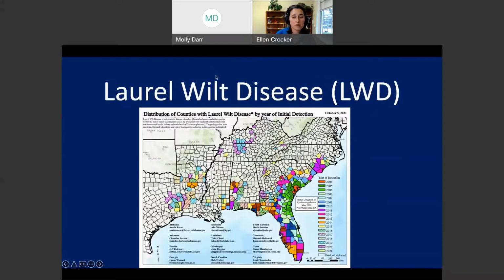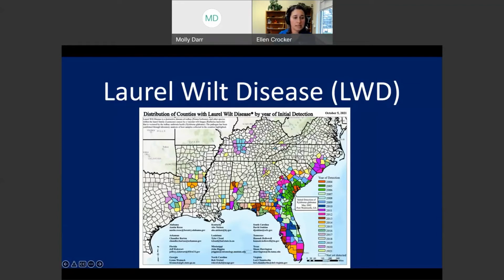So where is laurel wilt disease right now? Here's a map from last fall of where it's been detected. And you can see that it started here along the coast and spread in red bay. Laurel wilt is also a major issue in avocado and in other species.